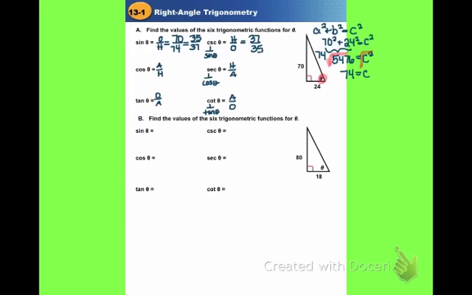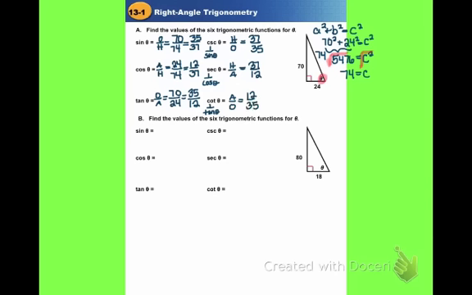So the cosine is going to be the adjacent leg, which is 24, and compare it to the hypotenuse, which we found to be 74, and that reduces to 12/37, which means that if I flip that to get the secant, that's going to be 37/12. And finally, the tangent is the opposite leg, which is the 70 in this case, compared to the adjacent leg, which is the 24. And that reduces down to 35/12. And then the cotangent, we can just flip that, and that gives us 12/35.